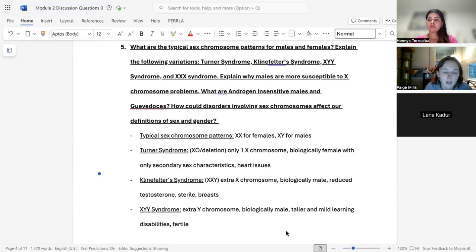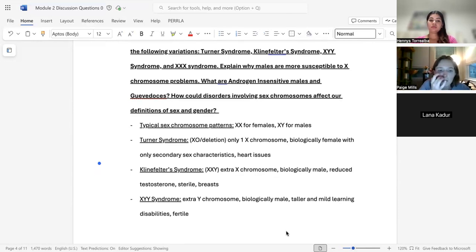So first, the typical sex chromosome patterns are XX for females and XY for males. Pretty basic. And then Turner syndrome is XO, or a deletion, where there's only one X chromosome. This results in a human being biologically female with only secondary sex characteristics. So they're not fertile, they're sterile, and they also have heart issues.